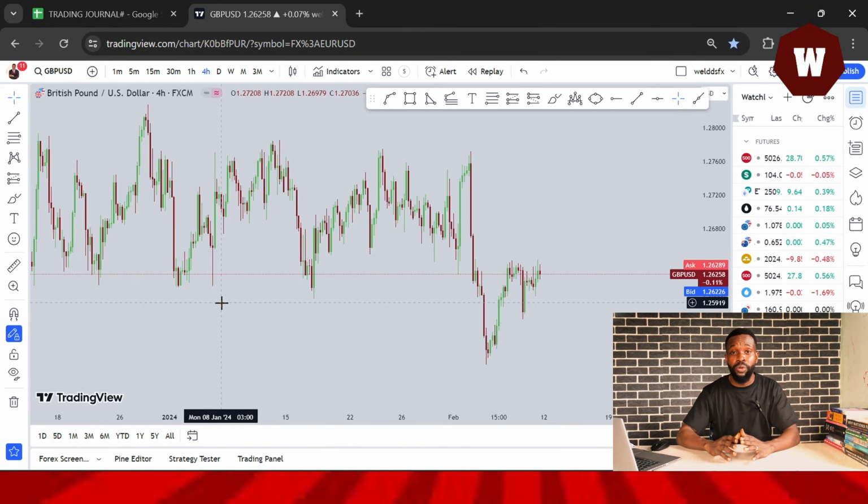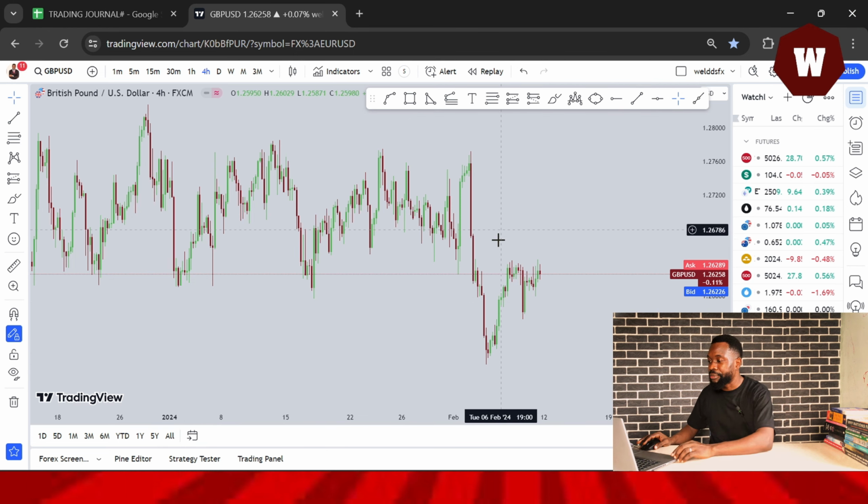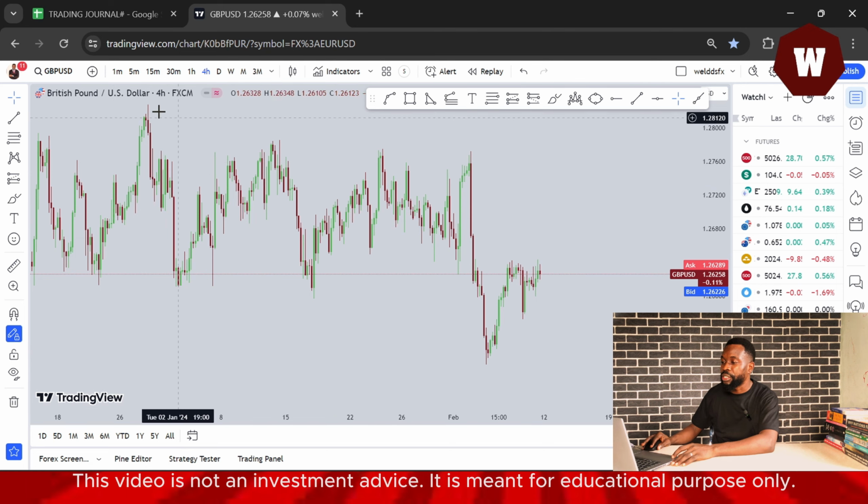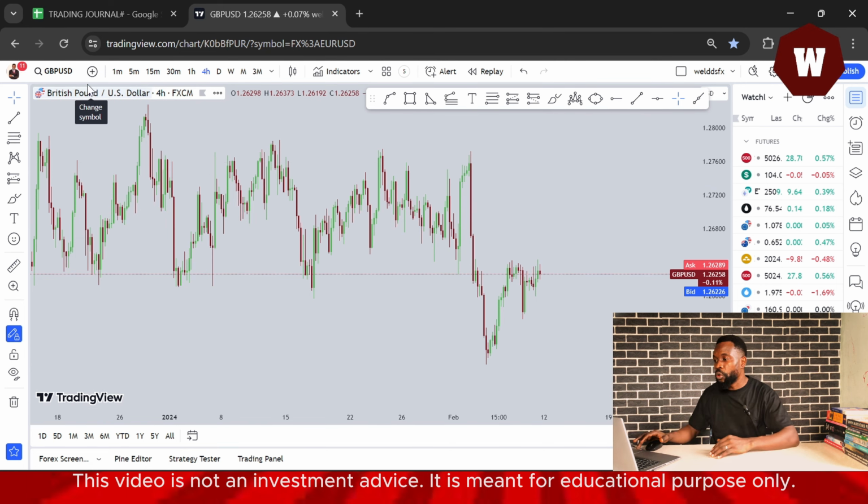Without wasting time, let's look at the screen right now and see what we have here. So on the screen, we have the chart of the pound against the US dollar.